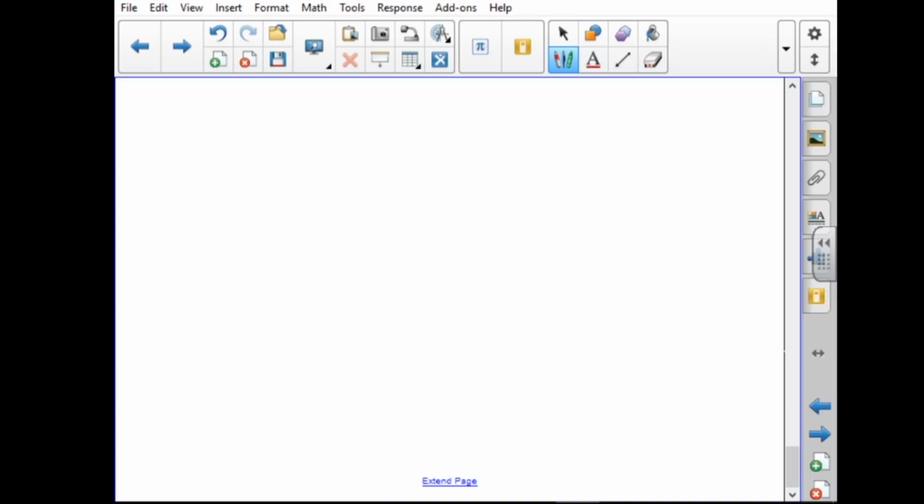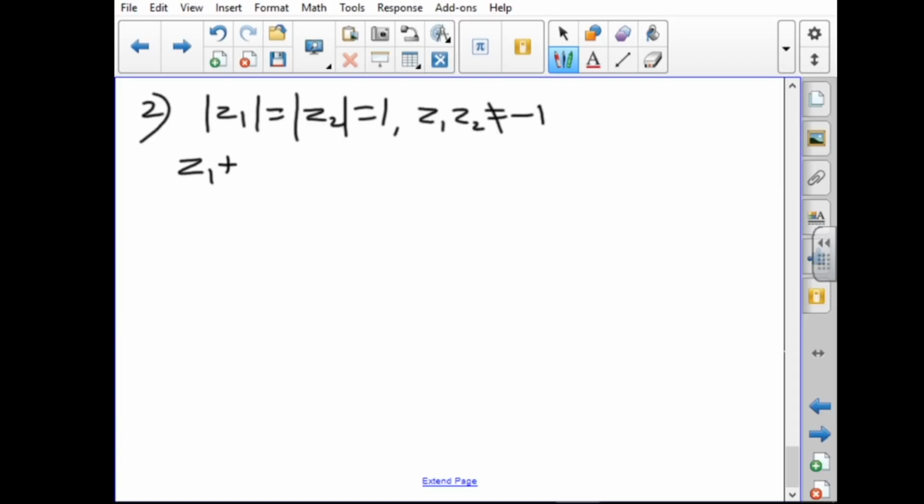Second question: for any two complex numbers z1 and z2 such that modulus of z1 is equal to modulus of z2 is equal to 1, where z1 and z2 are not equal to minus 1, show that (z1 plus z2) by (1 plus z1 z2) is real. We have to show that this is real.